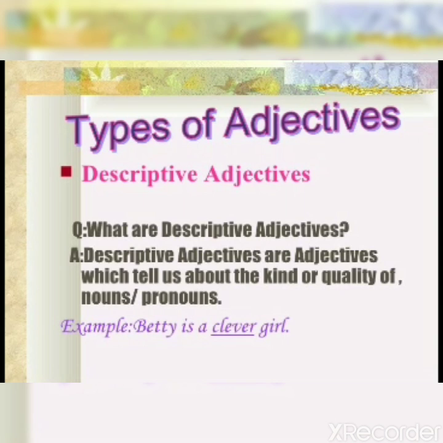For example, Betty is a clever girl. What kind of girl is Betty? She is a clever girl. So in this sentence, the adjective that we have is descriptive. It is giving us the description of the girl. It is telling us the quality of the girl. What quality does the girl have? She is clever.